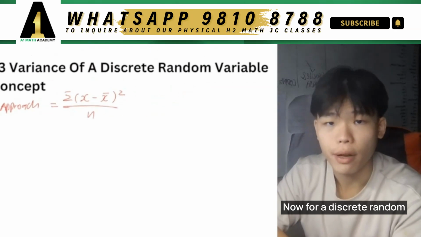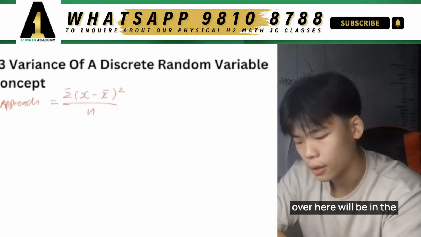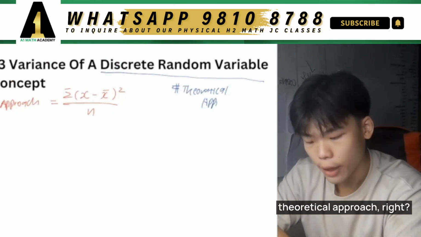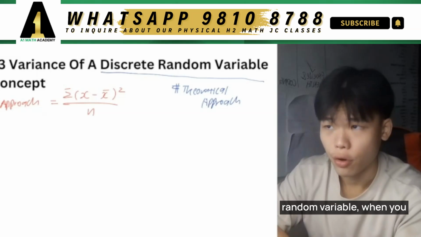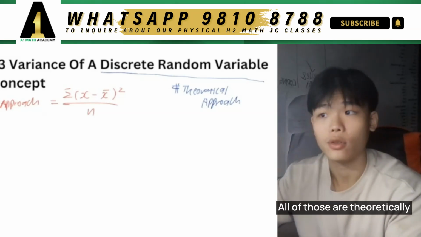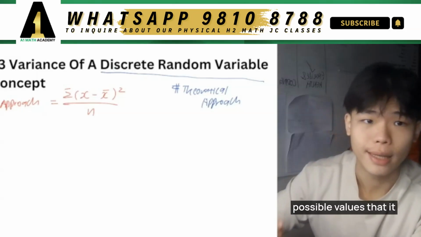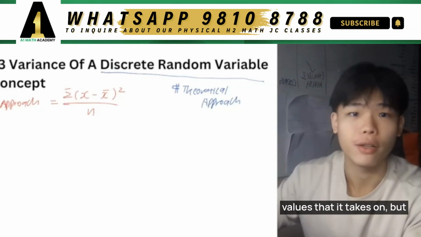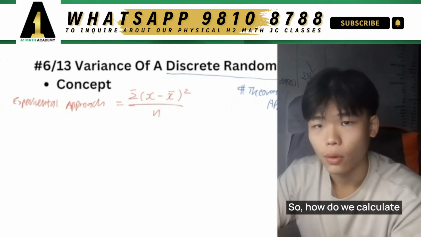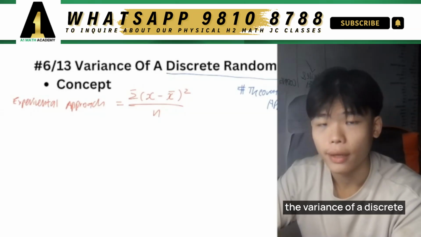Now for a discrete random variable, this context over here would be in the theoretical approach, right? Because for a discrete random variable, when you draw out the probability distribution table, all of those are theoretically possible values that it could take on, right? They are not the final values that it takes on, but theoretically speaking, those are the values that it could take on. So how do we calculate the variance of a discrete random variable?